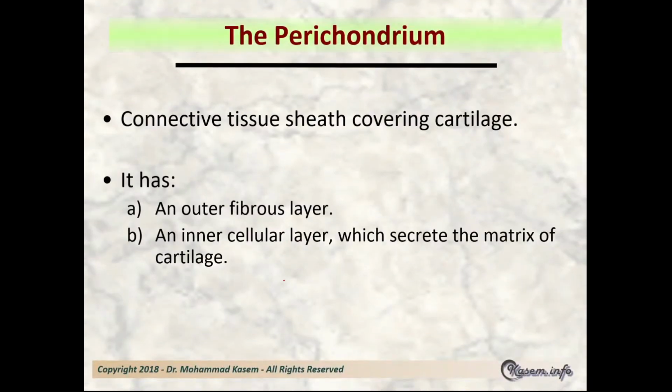The perichondrium is a connective tissue sheath, as I said, that surrounds cartilage. It has two main layers: an outer fibrous layer, which consists of connective tissue fibers, collagen fibers, and an inner cellular layer, which secretes the matrix and helps in healing and growth of cartilage.